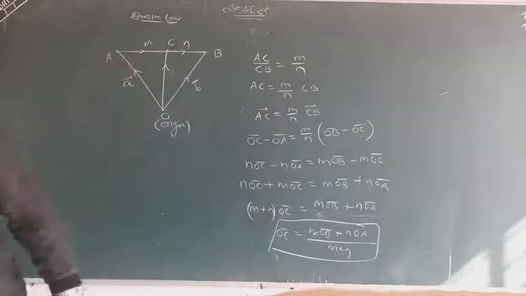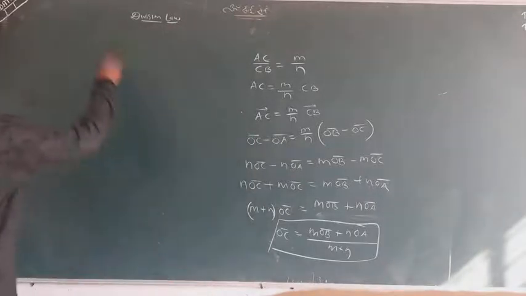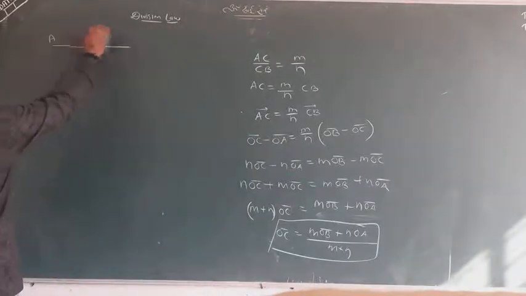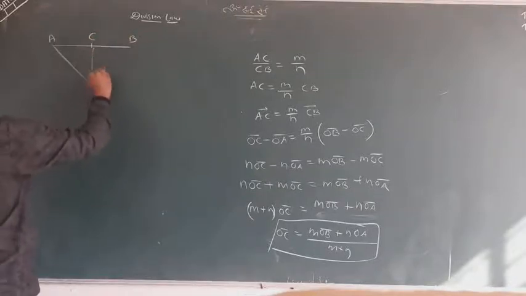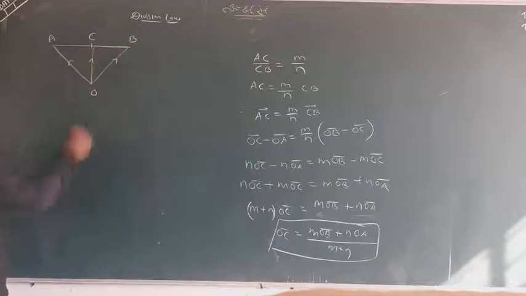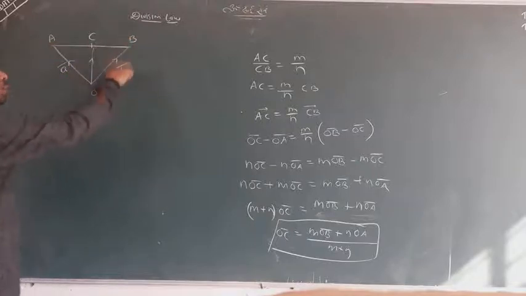Now remember, this is nothing hard. One more thing I want to tell you right here. Look at the situation. Suppose it is A and it is B and C is the midpoint. This time, same thing: this is A, this is B. Position vector of A is a, position vector of B is b.